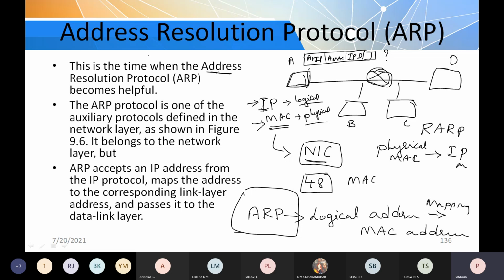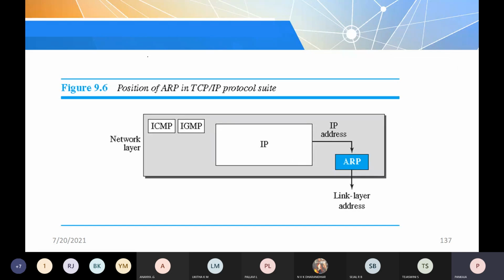Is everybody clear? No doubt about the terms physical address and logical address, so don't get confused. If you want, you can note it down. Logical address is nothing but the IP address, which we discussed in the beginning of the chapter itself. Whatever the term physical address I use, you need to understand it is the MAC address. Here the ARP protocol is going to map the IP address.